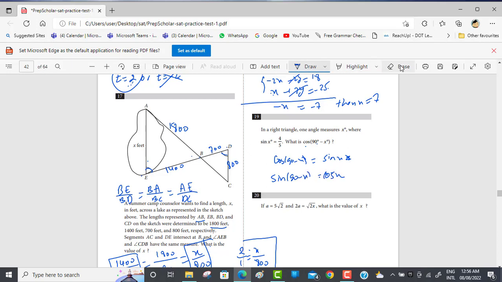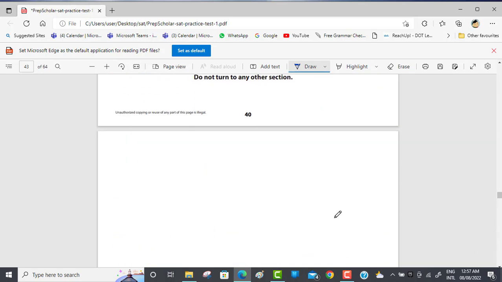So all you need to do is take cosine of (90 minus x). As you see, we have 90 inside cosine, so it turns into sine x, which is 4 over 5. So the answer is 4 over 5. That's it. Exercise number 20 is very easy.